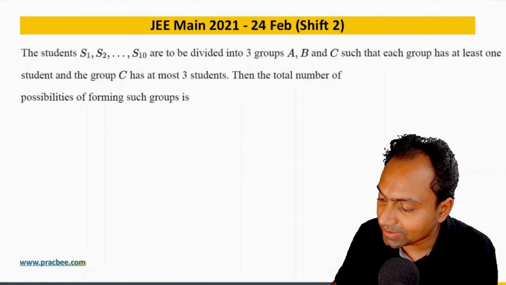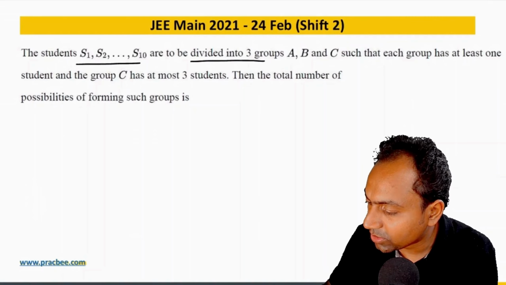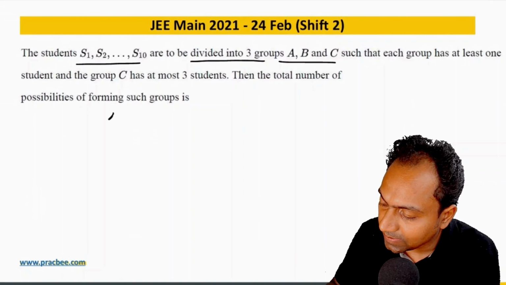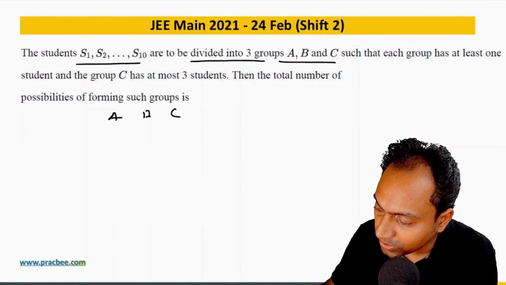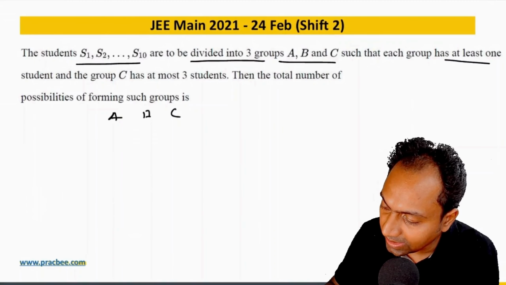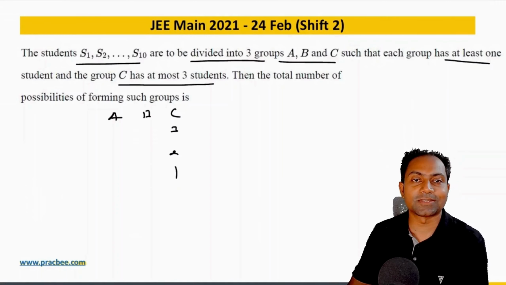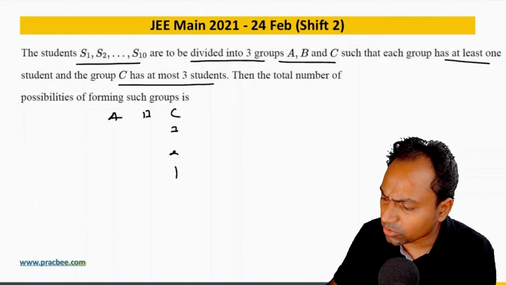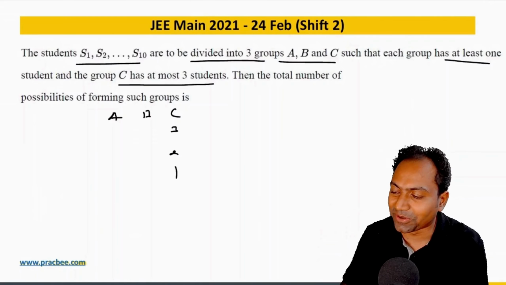So what we are saying is S1, S2, S3, ... S10 are getting divided into 3 groups A, B, C. Now let us write these 3 groups A, B, C. Condition is that all should get at least 1, but A has at most 3 students. So let us put 3 students here, 2 students and 1 student. Let us consider these 3 cases because it is a question based on at least constraints, and hence case making is one of the important things.